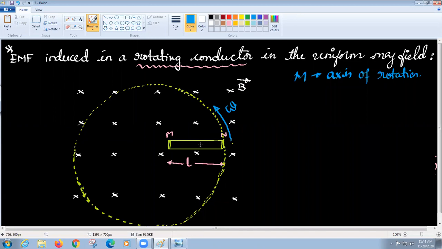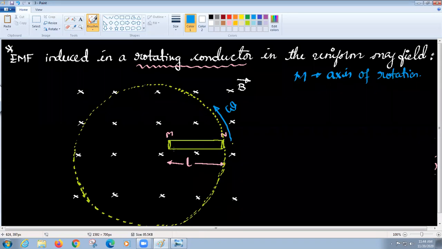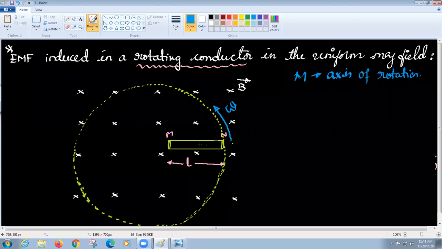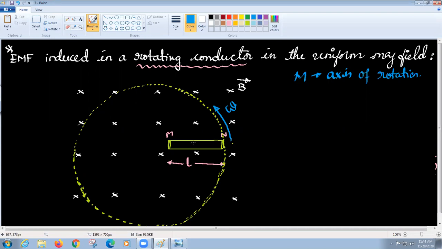Okay. Now in this course of rotation, with respect to the axis of rotation M, can we say that this conductor's motion will cut the magnetic lines of force? Yes or not? Yes, sir. So in that situation, definitely EMF will be induced within this conductor. And you can use your right hand palm rule, and now you can see that this M is at higher potential. Yes or not?